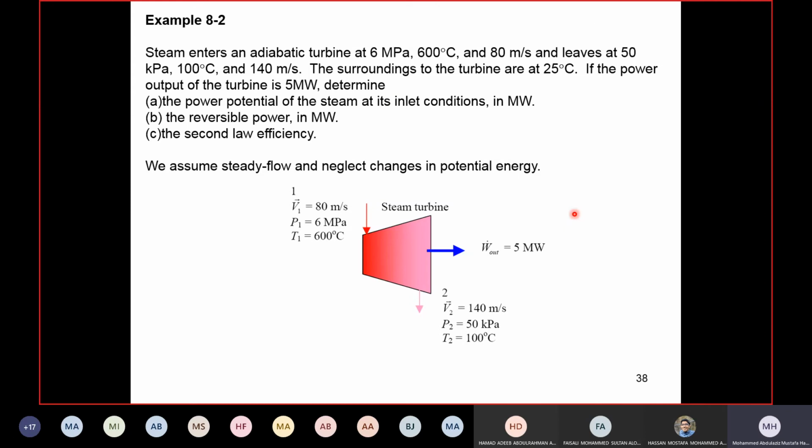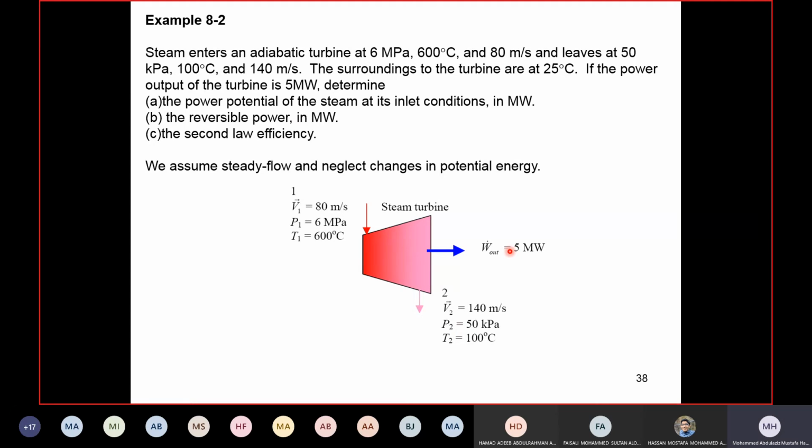Okay, now let us go to another example. It says steam, so now we have steam and we cannot use the ideal gas table. Steam enters an adiabatic turbine. Adiabatic means there is no heat transfer here. So steam enters, we are given the pressure and temperature, and also the velocity, and it is not giving us Z, so we can neglect the potential energy here. It also gives us the velocity, pressure, and temperature at the exit, and it gives us 5 megawatt here.